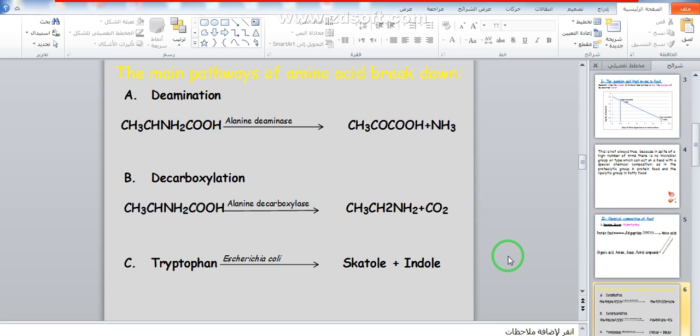There are 3 main pathways of amino acid breakdown: deamination by deaminase enzyme, decarboxylation by decarboxylase enzyme, and the third pathway is about the tryptophan amino acid only, where it is converted to scatole and indole by the bacterium Escherichia coli.